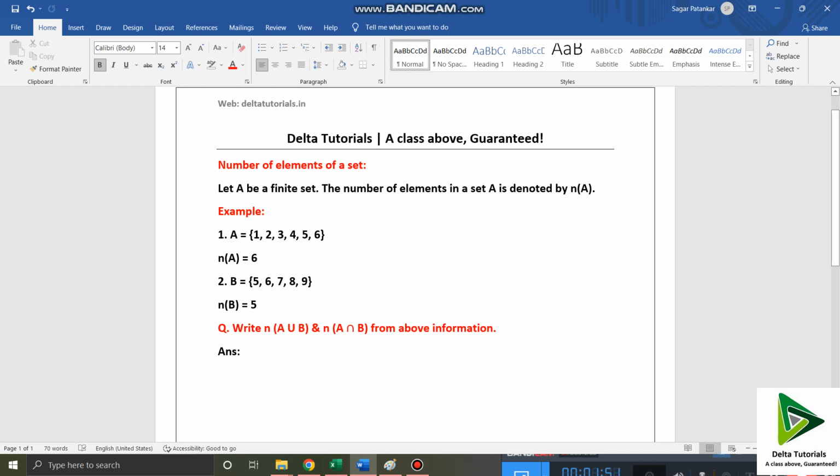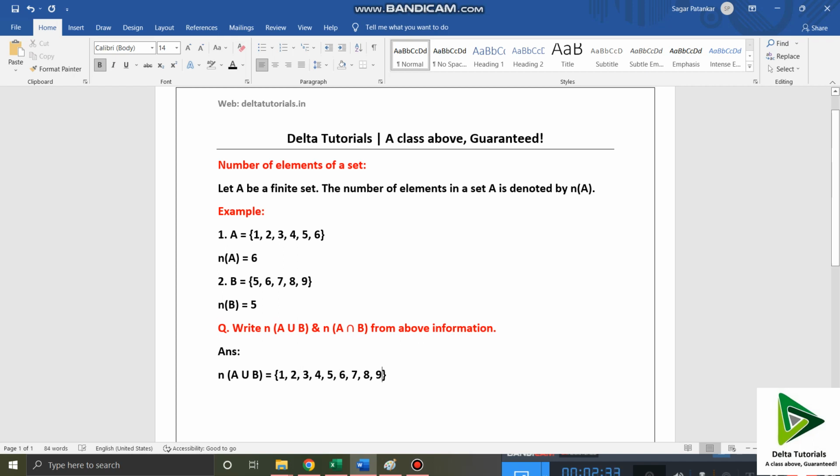Now from these two examples of set A and set B, we have one more question. We have to write n of A union B and n of A intersection B from this particular information. So basically n of A union B means nothing but the combination of elements of set A and set B. Simply we have to write their number here. N of A union B is equal to 1, 2, 3, 4, 5, 7, 9.